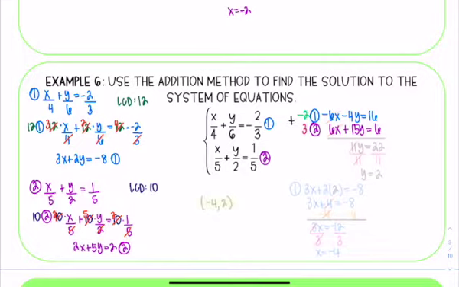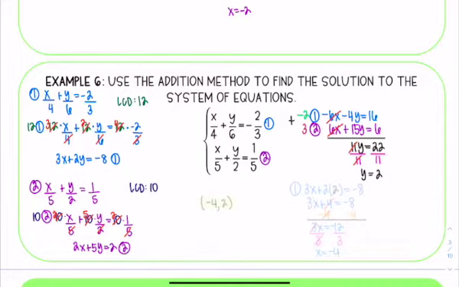And so now that one of my variables has opposite coefficients, we just go ahead and add them together. So negative 6 plus 6 is going to cancel. We have negative 4y plus 15y, which is 11y, and 6 plus 16 is 22. And so dividing by 11 on both sides, we end up with y equals 2.